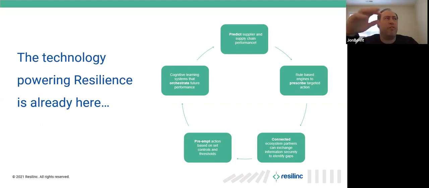And the whole idea of being able to predict, understand, and prescribe targeted actions, understand where the connections are, I can then take proactive steps to preempt these problems. And then once I see that feedback loop, I can then learn over time and adapt better. So it's sort of this loop of understanding, feedback loop, understanding, reaction, feedback loop. And that's the whole idea.